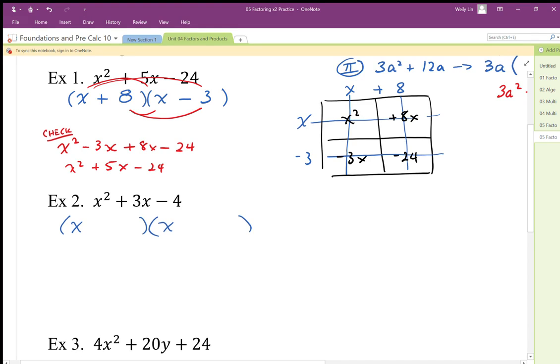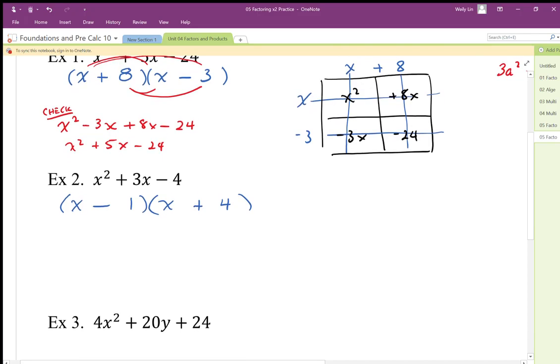Well, two numbers that multiply to 4 are going to be 1 and 4. So if I have +4 and -1, that should work. Okay? And again, if I'm not sure, I check it. I test it by multiplication. Factoring is unmultiplying, so multiplying should get us back to where we started. So it's going to be +4x minus x. That gives me my +3x. -1 times +4 gives me my -4. Okay.